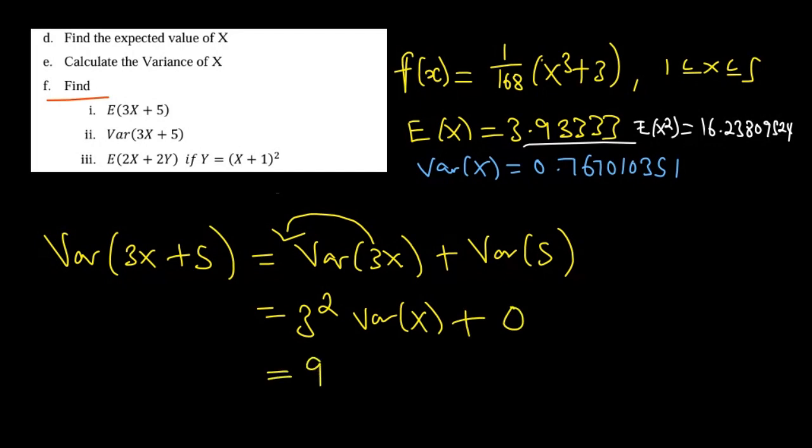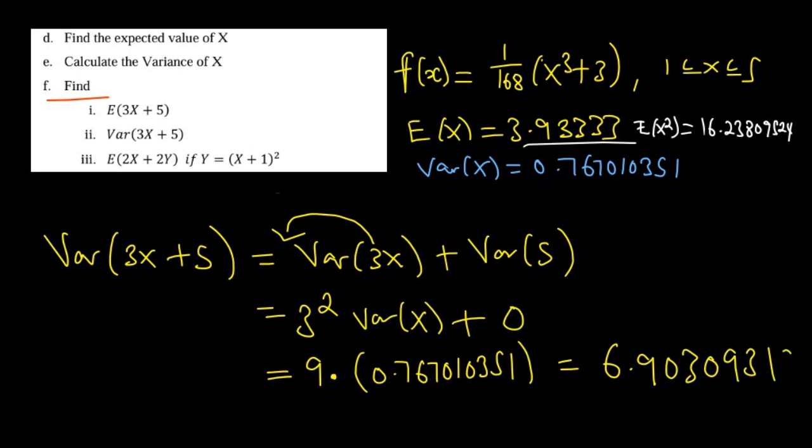So this will be 9 multiplied by the variance of x, which was 0.76701031. So 9 multiplied by 0.76701031 would be 6.903093. So that is my variance of 3x plus 5. That's my answer. Then let's solve the last one.